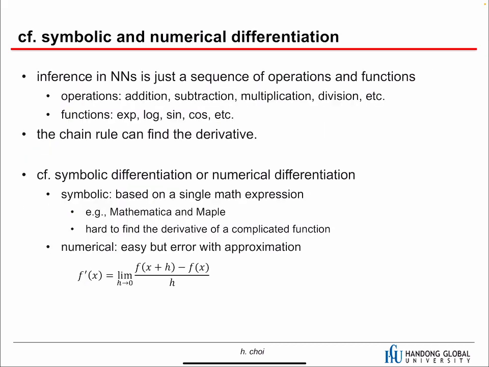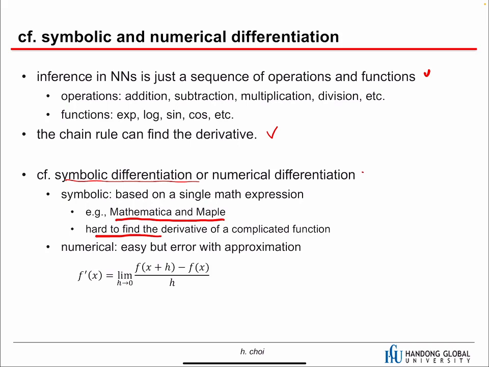Then what is automatic differentiation? Basically, inference in neural networks is just a sequence of operations and functions, so the chain rule can find the derivative based on this sequence. This is different from symbolic differentiation or numerical differentiation. Symbolic differentiation is what we do in math class, where we actually calculate the derivative. That is hard to find, but Mathematica or Maple are based on symbolic differentiation.